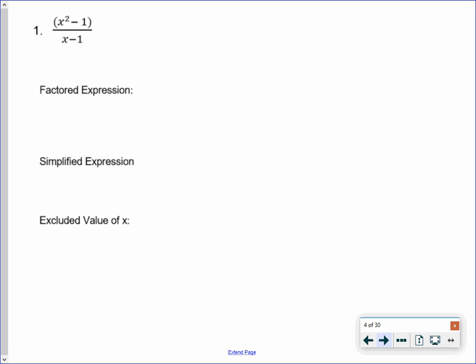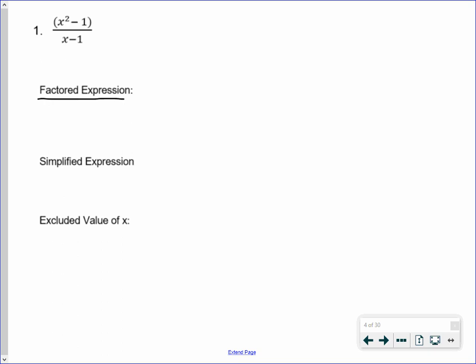So we have this rational expression, x squared minus 1 all over x minus 1. What we want to do with it is factor it and figure out our factored expression, then simplify it, and then figure out our excluded values of x. So the first thing we're going to do is factor it. We're going to factor the top and the bottom of this fraction.